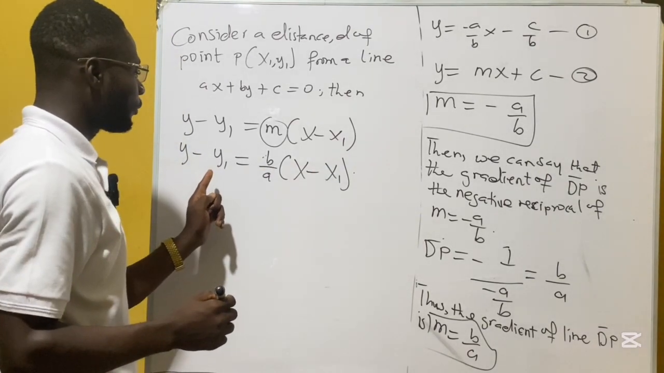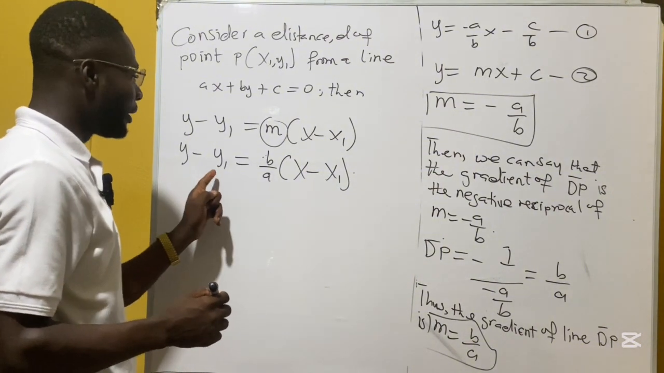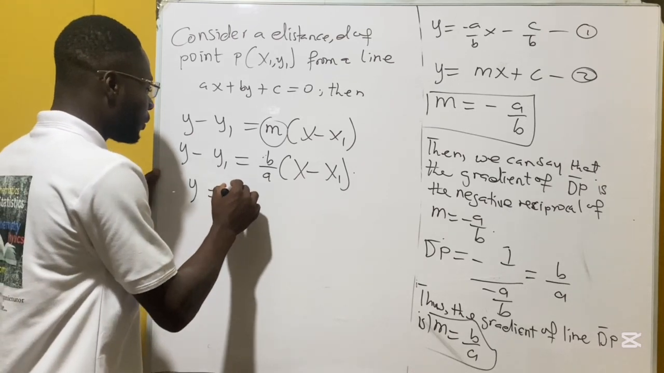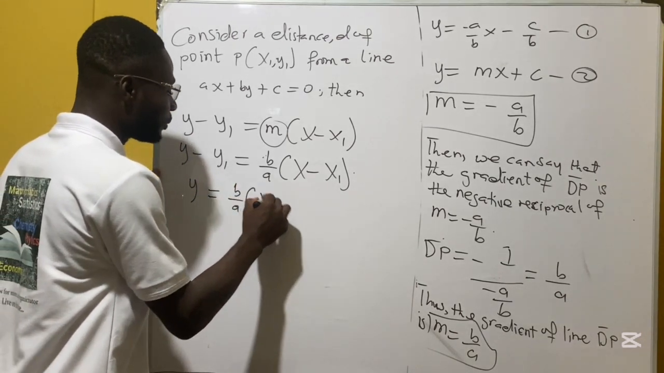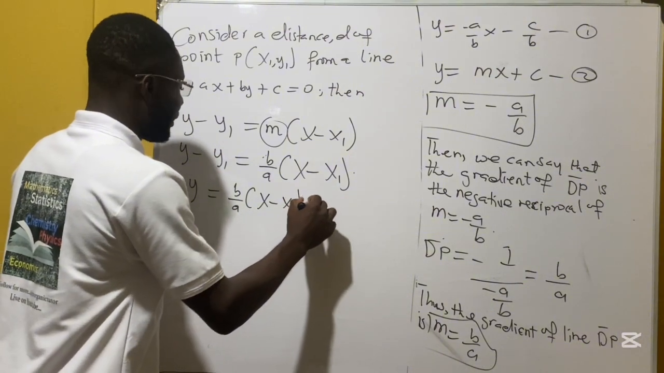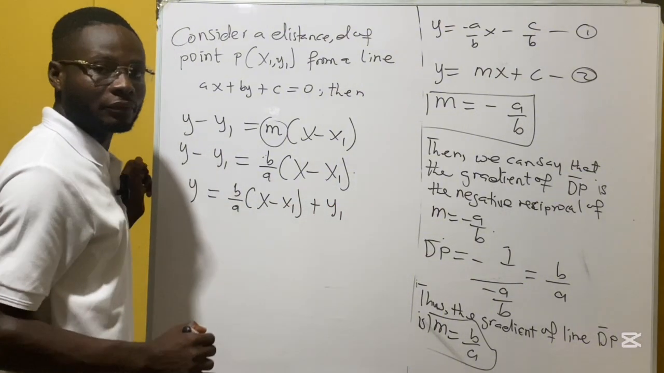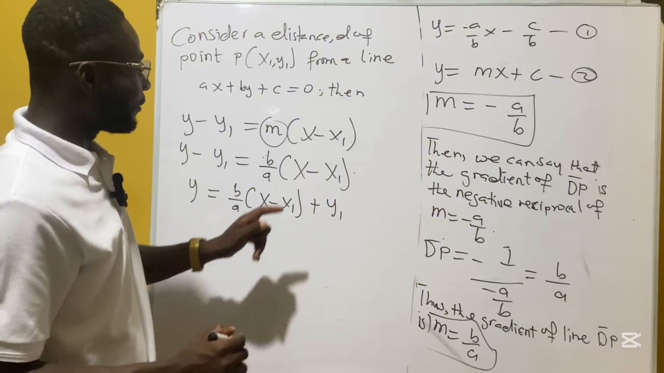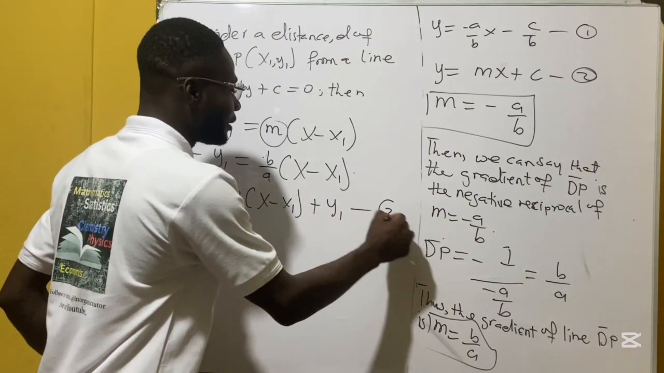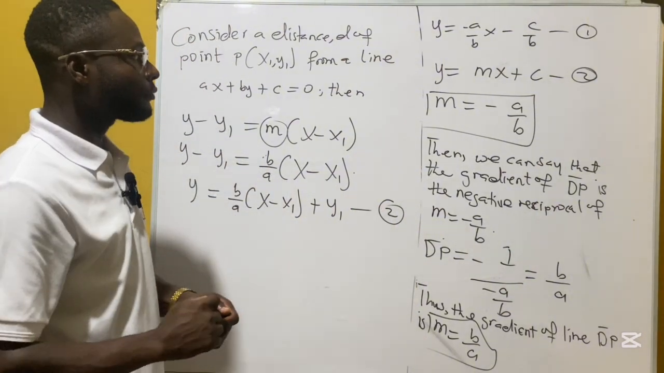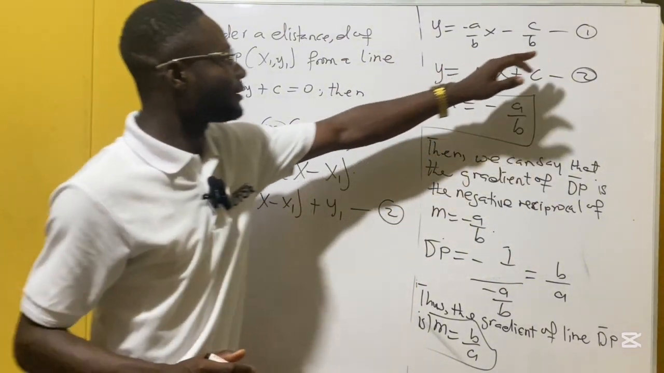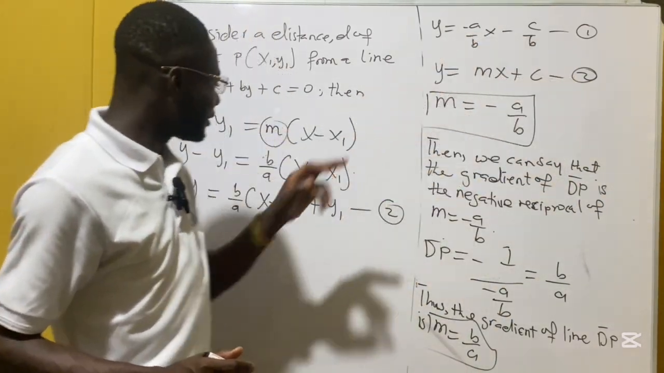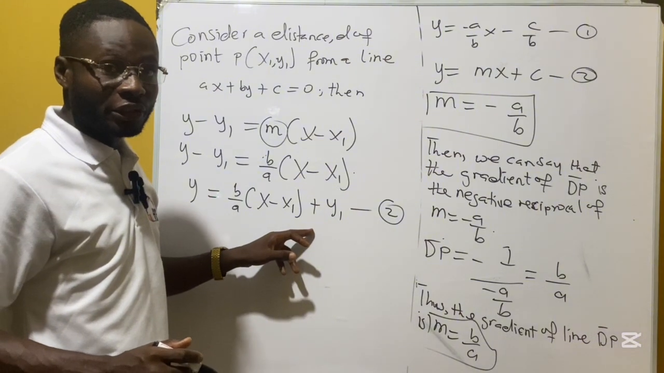Now let's try to make y the subject. Making y the subject, we have y equals b over a into x minus x1 plus y1. Let's consider this as equation 2. This equation and the previous equation are going to be very useful.